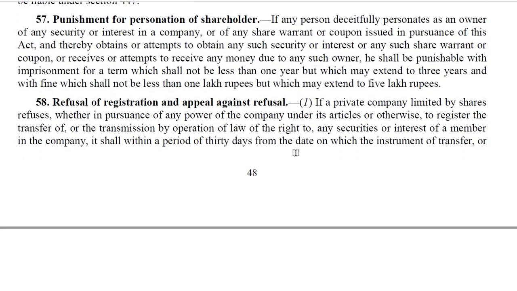Punishment for personation of shareholder. If a person deceitfully personates as the owner of any security or interest in a company, or of any share warrant or coupon issued in pursuance of this act, and thereby obtains or attempts to obtain any such security or interest, or any such share warrant or coupon, or receives or attempts to receive any money due to such owner, he shall be punishable with imprisonment for a term which shall not be less than 1 year, but which may extend to 3 years, and with fine which shall not be less than 1 lakh rupees, but which may extend to 5 lakh rupees.